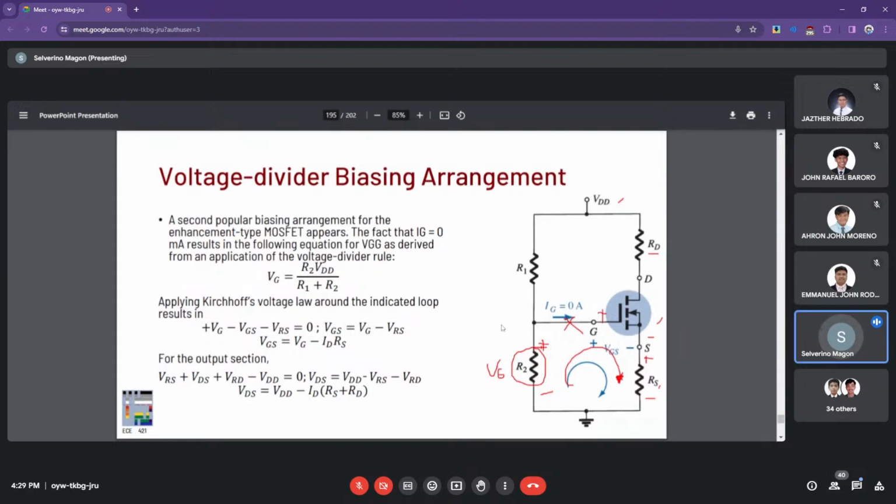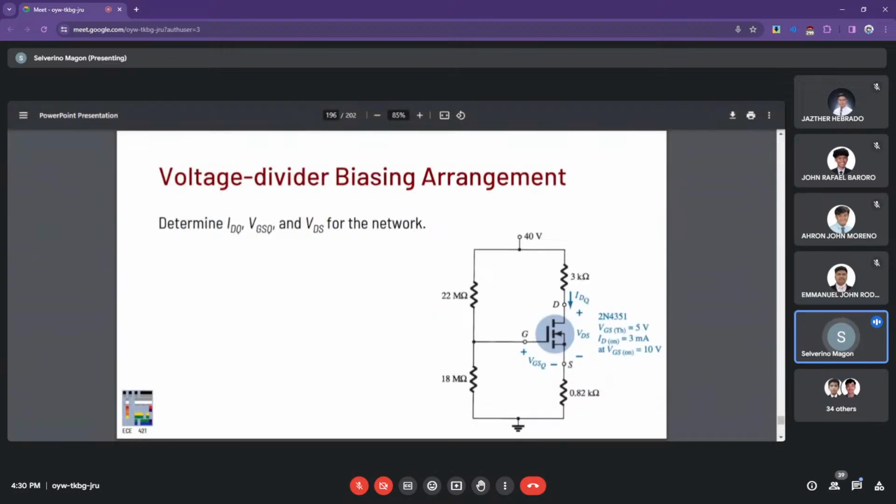And that once you have the VG, then you can come up with an expression for VGS using this loop, and you can plug in that expression to, not your Shockley's equation, no, but the equation for your enhancement MOSFET. And then for the output section, similarly we're going to solve using this loop, considering the drain resistance and the source resistance.